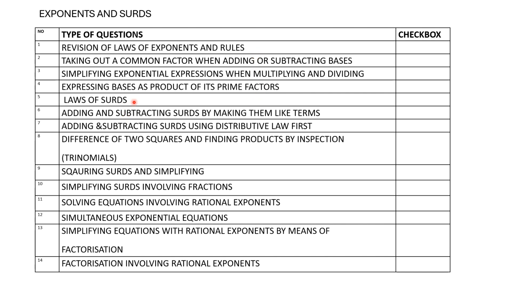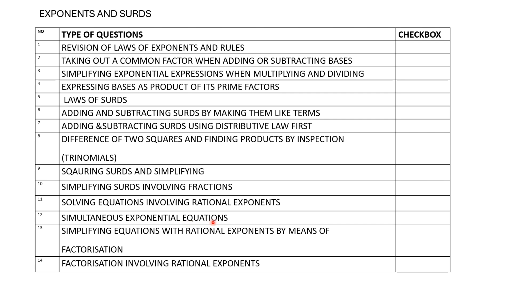Then we have laws of surds. You should know how to add and subtract surds by making them like terms. Add and subtract surds, where you're first going to test your distributive law. Can you find the products? And then add the like terms. We're going to test difference of two squares and the first law of surds, so we're going to multiply basically your radical sign with another radical sign. We're going to test squaring surds and simplifying, simplifying surds involving fractions, and solving equations involving rational exponents.